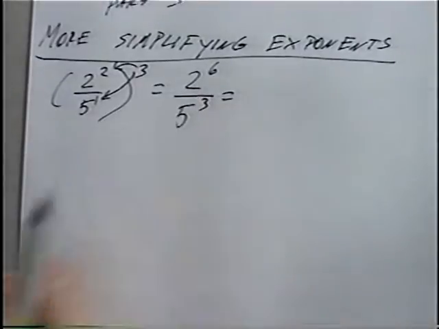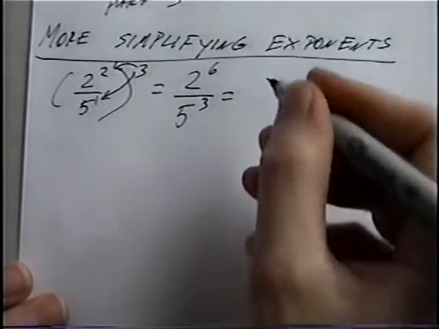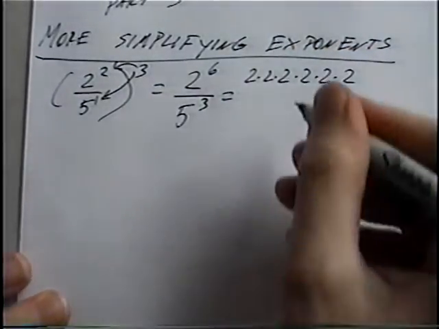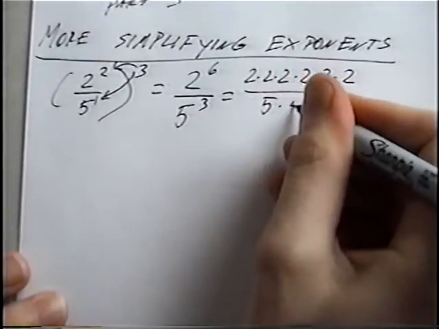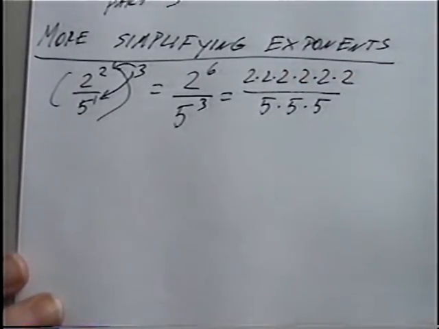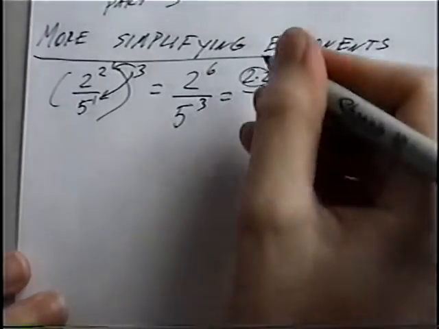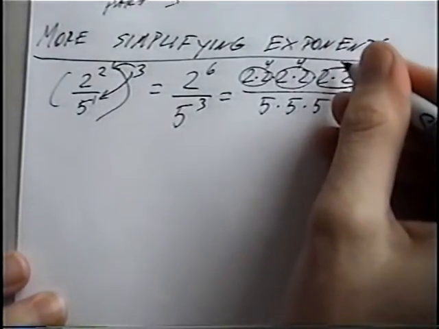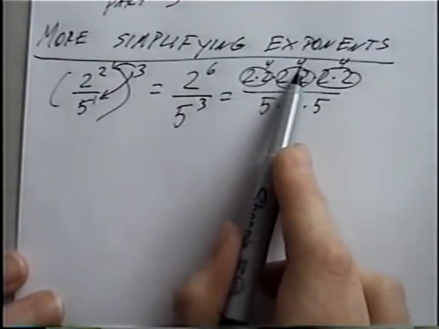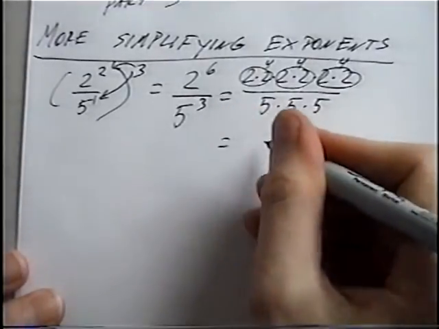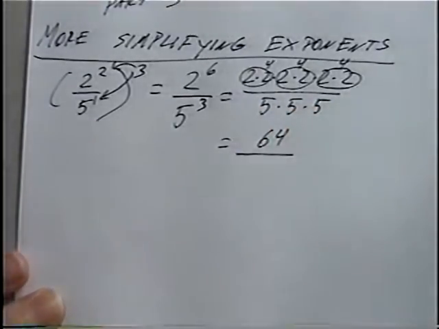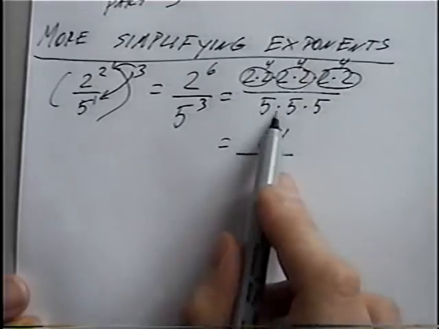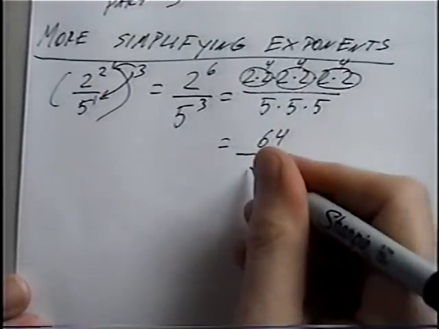Simplifying, we just need to multiply the numbers out. 2 to the 6th power is 2 times itself 6 times. And 5 to the third power is 5 times itself 3 times. 2 times 2 would be 4. 2 times 2 again would be 4. And 2 times 2 again would be 4. 4 times 4 is 16. 16 times 4, the numerator or top of the fraction would be 64. 5 times 5 is 25 for the denominator. 25 times another 5 is 125.